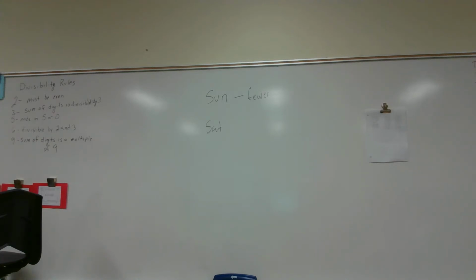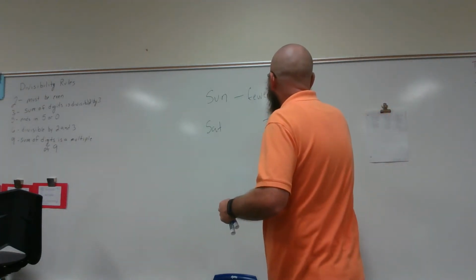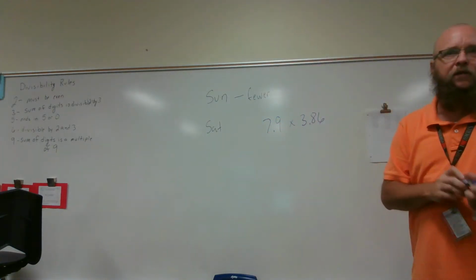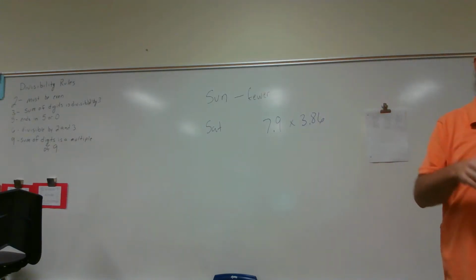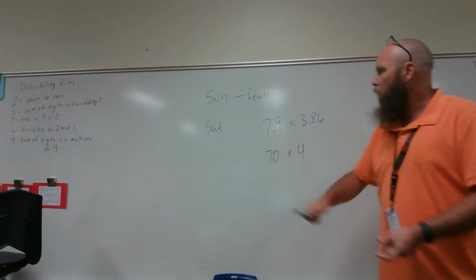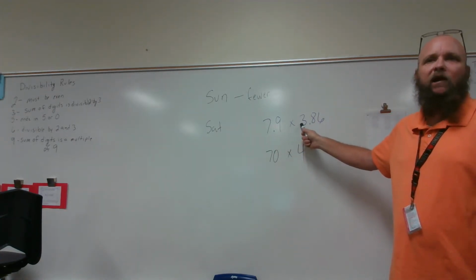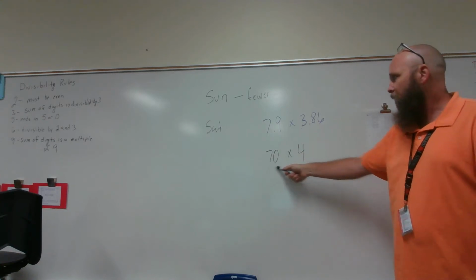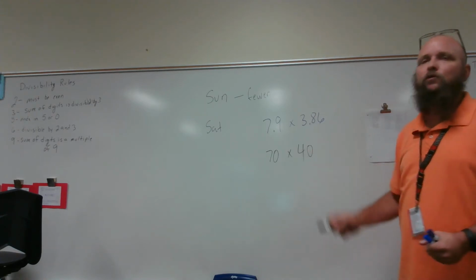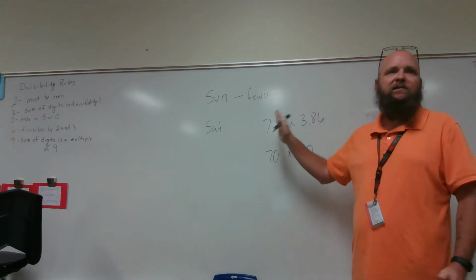I'm not listening. There's one that you had to pick the estimation. It said, what's a good estimation? 7.9 times 3.86. And it asked which one of these would be the best estimation, and it gave you 4 choices. Some of you selected 70 times 40. Well, look, 7's close to 8. 3's close to 4. 7 times 4 is 28, or 8 times 4 is 32. This is 320, or 3,200, 2,800, whatever. But the answer's not close to an estimate.